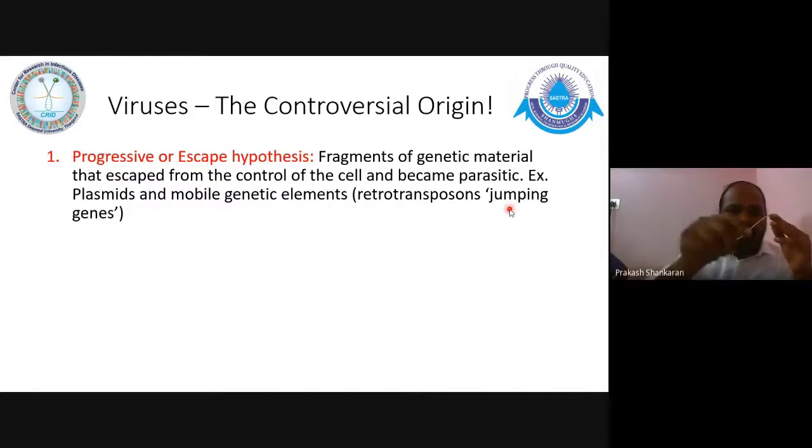So this hypothesis says that these mobile genetic elements escaped from the host. Somehow they got some protein covering, wrapping, and they became viruses. Plasmids are also an example of this.